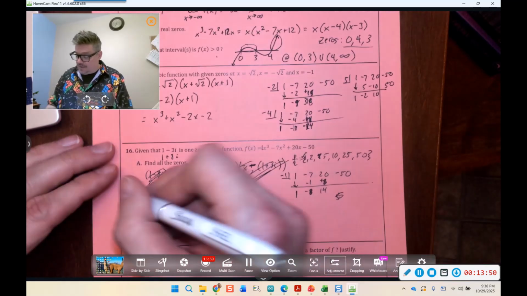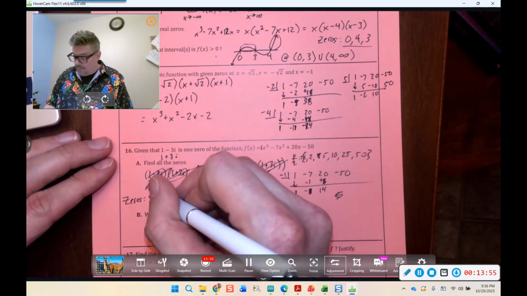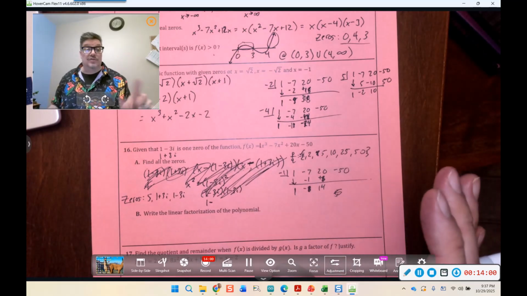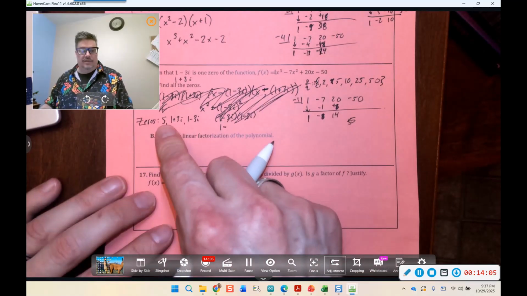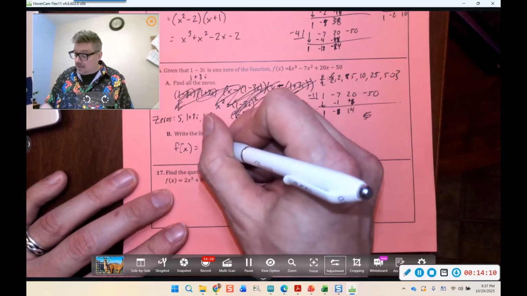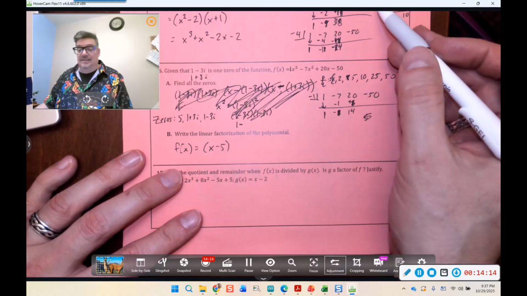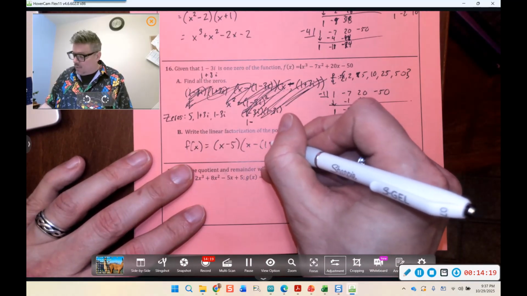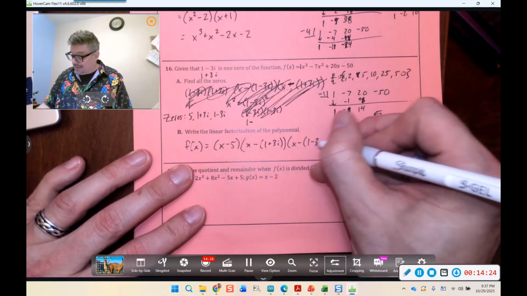Okay, our zeros. Let's write this professionally. Zeros is 5, 1 plus 3i, and 1 minus 3i. Those are zeros, 2 of which are imaginary or complex, and the other one is real. So that worked. Okay, so the linearization of this is going to look like this: x minus 5, because it's positive 5 that worked up there. Then you've got x minus 1 plus 3i, and then x minus 1 minus 3i.